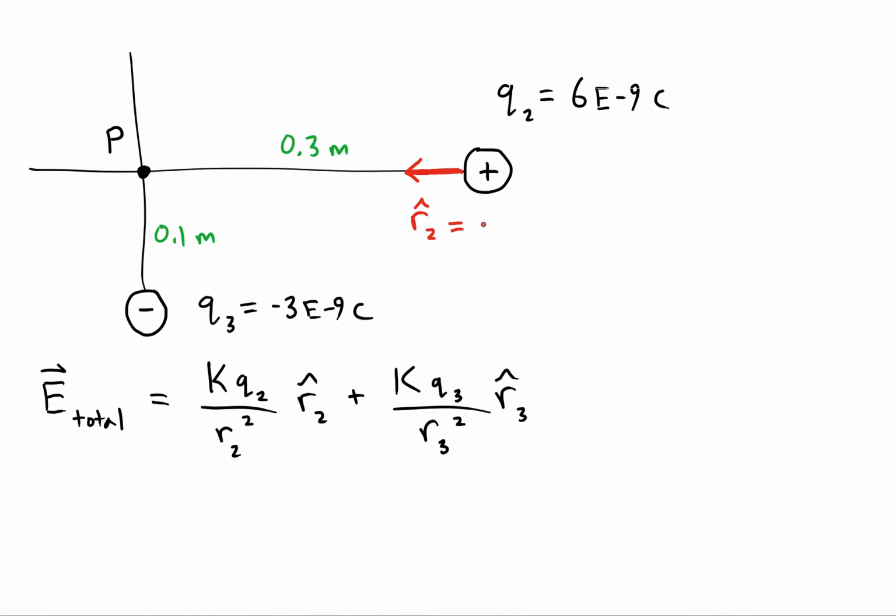Notice that it is equal to negative I hat. And then we have R3 hat. Notice that R3 hat is equal to J hat. I hat points to the right, J hat points up. So that means that negative J hat points down and negative I hat points to the left.